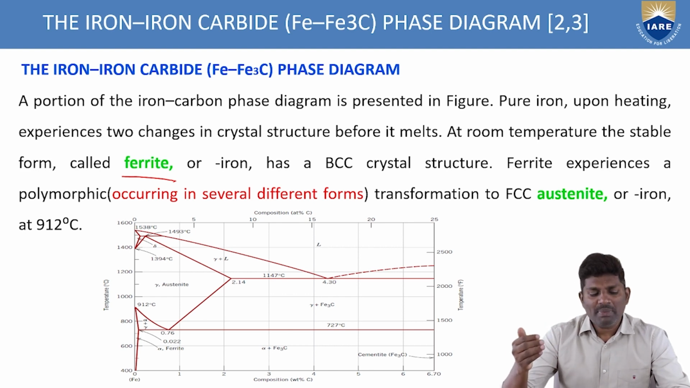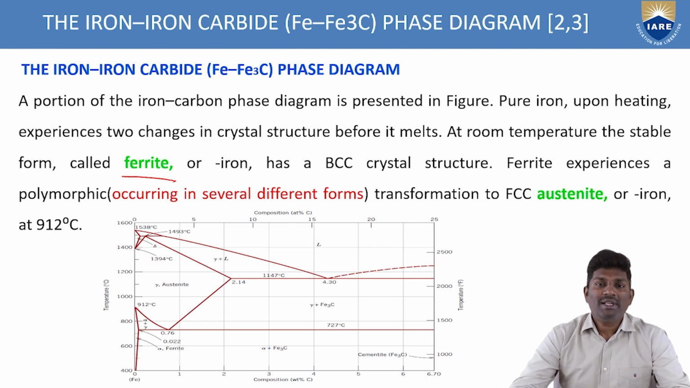Now slowly what happens, this ferrite experiences a polymorphic transformation. Polymorphic transformation is nothing but something which occurs in different forms. That's why pure iron has different types of crystal structures during the heating process. At the initial state of room temperature, pure iron has a BCC type of crystal structure, which is called ferrite.